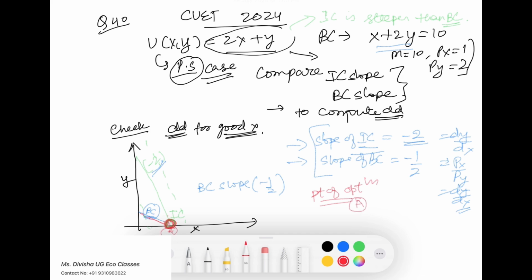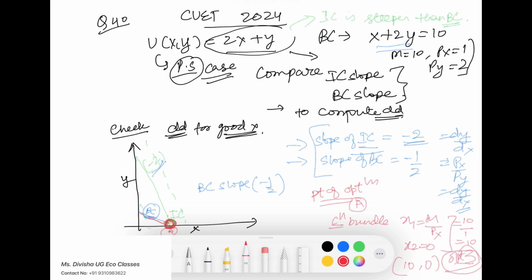So at point A, what is the consumption bundle? The consumption bundle will become x1 equals m by px, and x2 is 0 here, where x1 equals m by 1, so this is 10. The solution therefore is (10, 0), which is option 3 as per the solution.